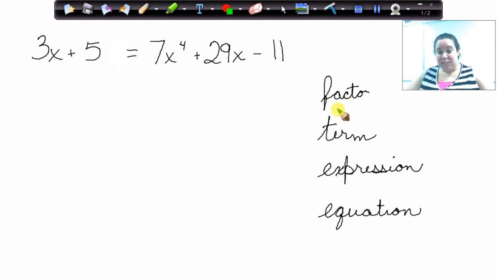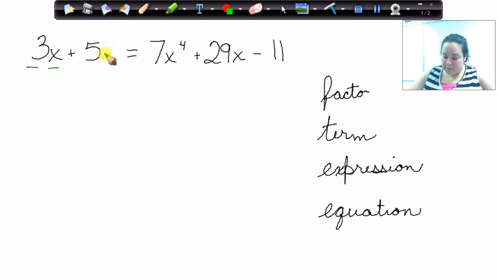A factor is a part of a multiplication problem. So for example, we have 3 times x. The 3 is one factor, and the x is another factor, and together they're being multiplied. The 5 is also a factor.